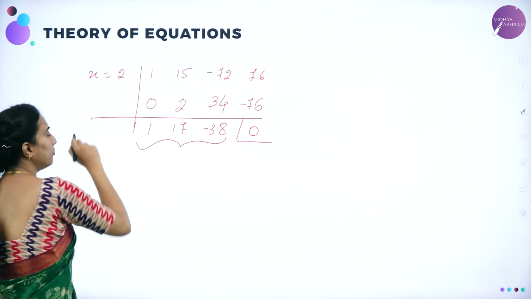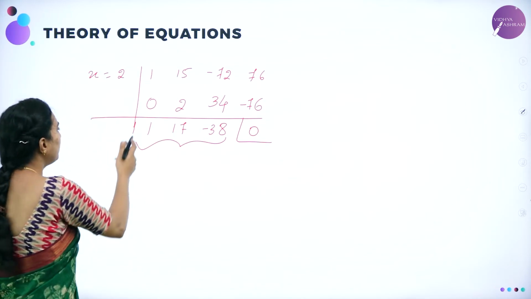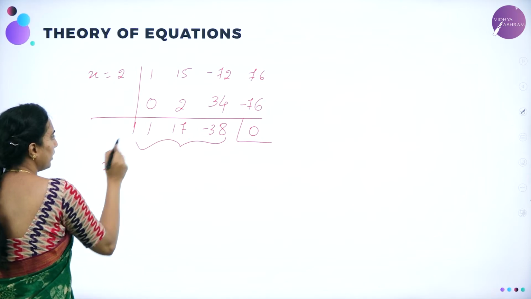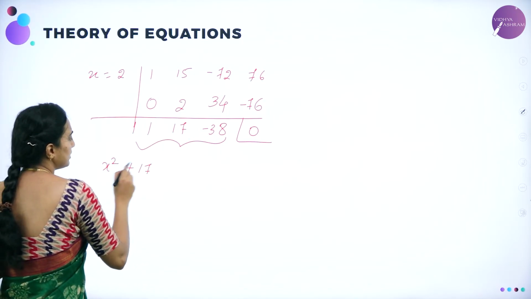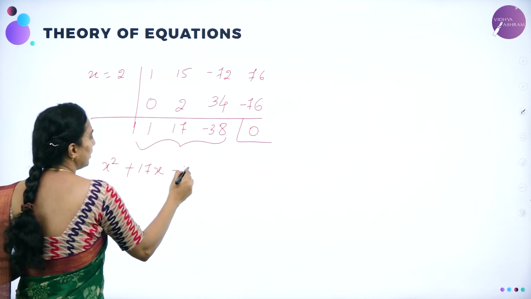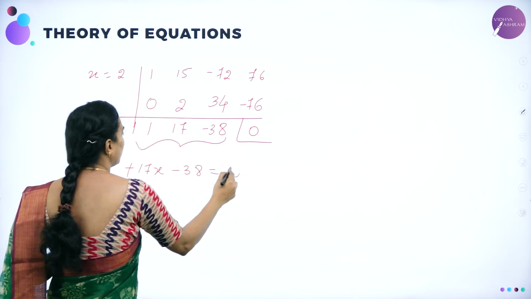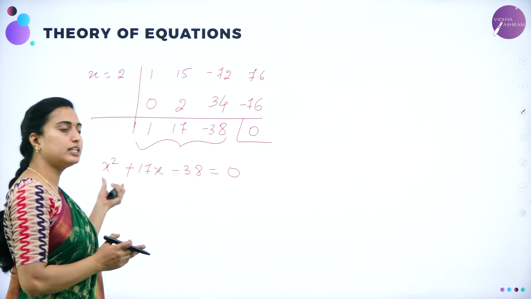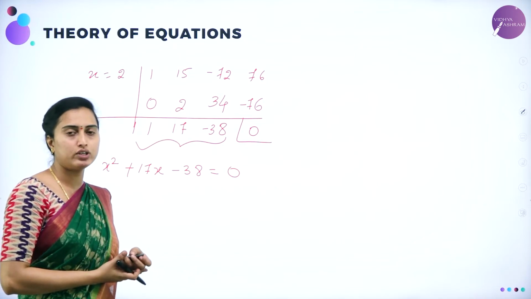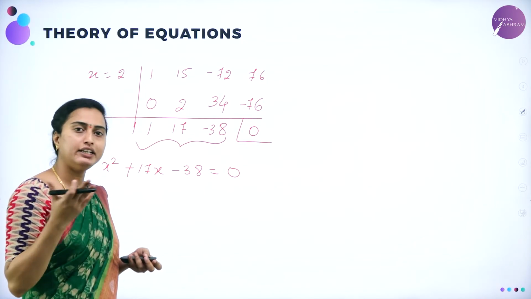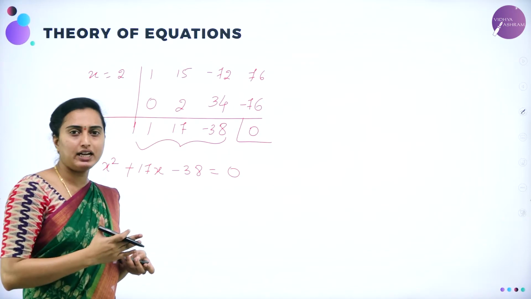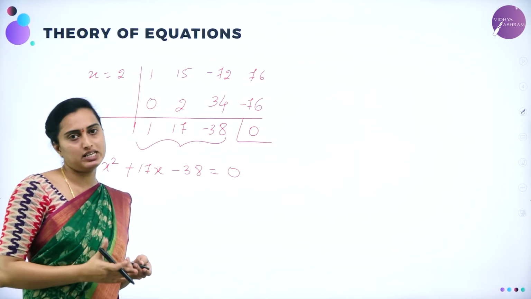Now x is equal to 2 is one of the roots already. Let me write the quadratic equation. x squared, coefficient 1, plus coefficient of x is 17, plus constant term is minus 38, equal to 0. If you multiply, you should get minus 38. If you add or subtract, you should get 17. Obviously 19 twos are 38, plus 19 minus 2 is nothing but plus 17.